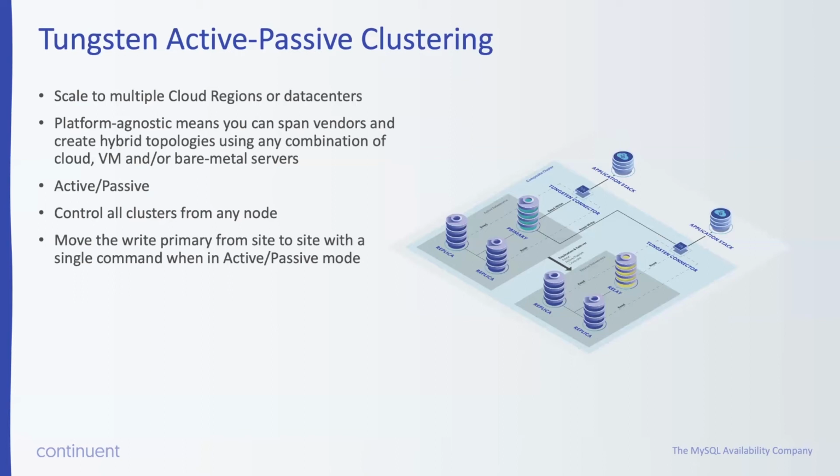So if we have, say, in one region, maybe an outage, or we're going to be doing some maintenance on that region, we just fail over and activate the other region to become active. And then when the first region comes back online, it catches up with replication and gets added back in the cluster. And we can switch back or fail back with a single command.